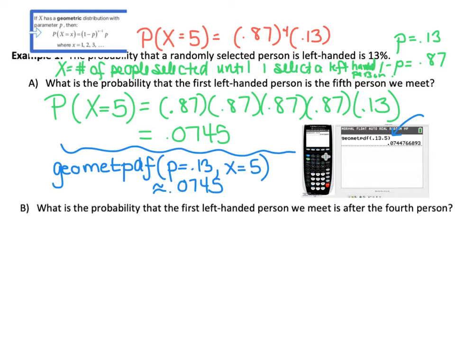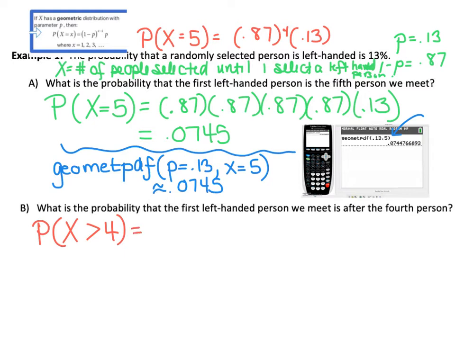Part B says, what's the probability that the first left-handed person we meet is after the fourth person? So this is saying, what's the probability that our random variable is greater than 4? Now here's the issue with that. We have like an indefinite amount of people. You're going to go up to 2 million. You're not going to be able to do that. So this is where you're definitely going to need to use your complement.